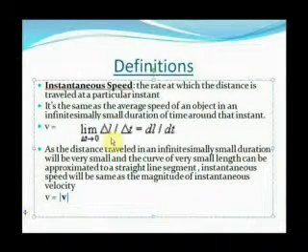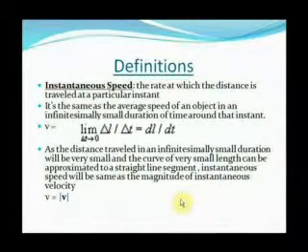Now let's move on to instantaneous speed. Instantaneous speed is the rate at which the distance is traveled at a particular instant. It's the same as the average speed of an object in a very small duration of time around that instant. So suppose an object travels a distance of delta L in a very small duration of time delta t, then the instantaneous speed can be defined as limit of delta L by delta t, where delta t tends to 0, and we know that it's equal to dl by dt.